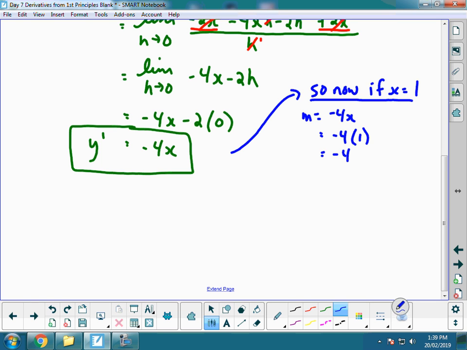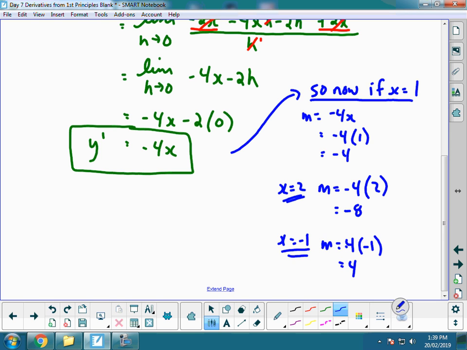But if I wanted a new slope, say x equals 2, all I need to do is sub in the 2 for x, and I get that the slope is negative 8. Or if x equals negative 1, it's negative 4 times negative 1, and the slope is 4. So this equation, this derivative, allows me to find the slope of any tangent I want within that function. And all I had to do was all this long work once to get the equation. Once I have this equation, that's the derivative.